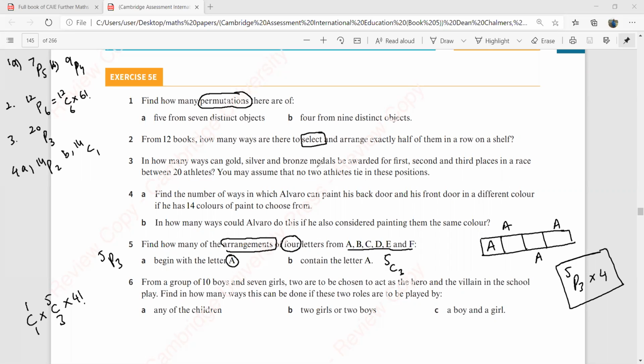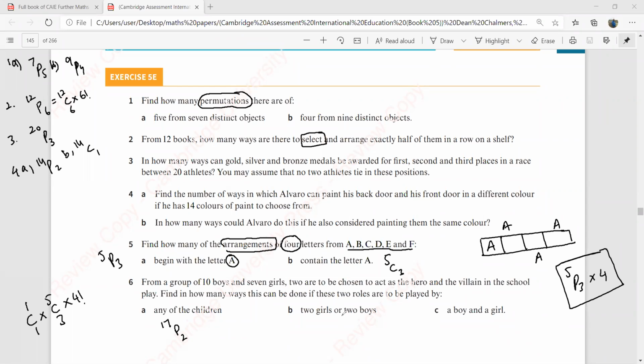It says from a group of 10 boys and 7 girls, 2 are to be chosen to act as the hero and the villain in the school play. Find in how many ways this can be done if these 2 roles are to be played by any of the children. It'll be 17P2. There are 17 children, and we have 2 roles for them. So this is 17P2.